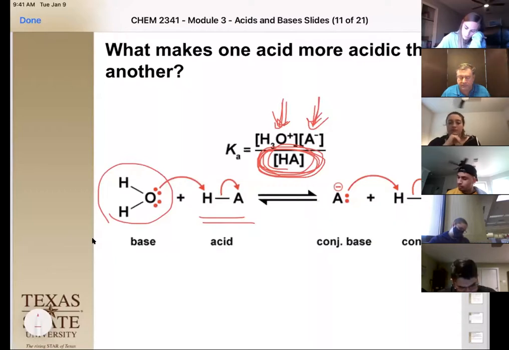down. Wait, hold on, did I say that right? The higher the concentration of this, the weaker it is; the higher the concentration of this, the stronger it is. Yeah. The number goes up. Yeah. Sorry.